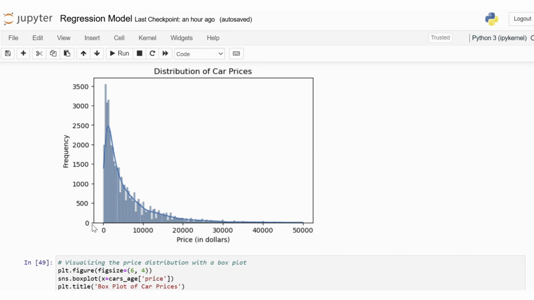And the y-axis represents the number of cars within each price range. The key observations from the plot is that there is a significant peak at the lower end of the price range, around $0 to $5,000. This indicates that most of the cars in the dataset are relatively inexpensive. The distribution is right-skewed, meaning there are more cars at lower prices, and fewer cars as the price increases. As the price increases, the frequency of cars decreases.